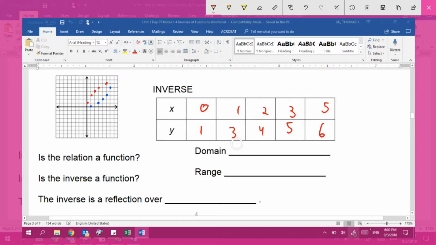So let's write the domain and range now of the inverse. The domain of this inverse relation is going to be 0, 1, 2, 3, and 5. And the range is going to be 1, 3, 4, 5, and 6. There we go. And so now let's describe, is this relation a function? Is the original relation a function? Yes, it is.